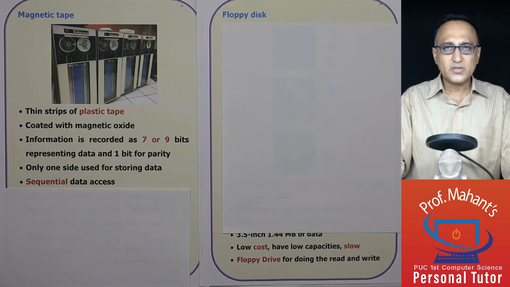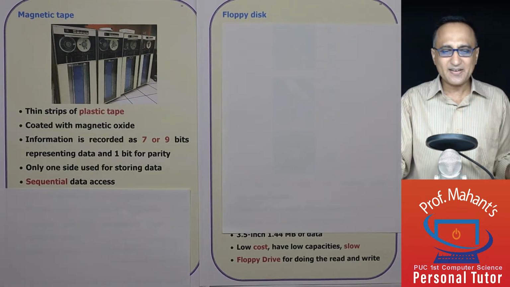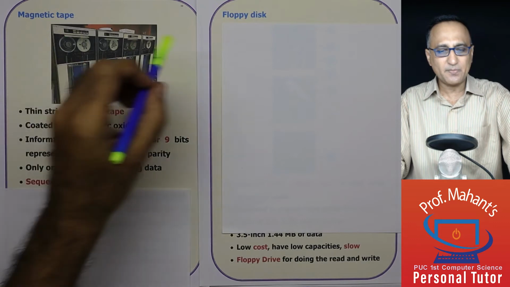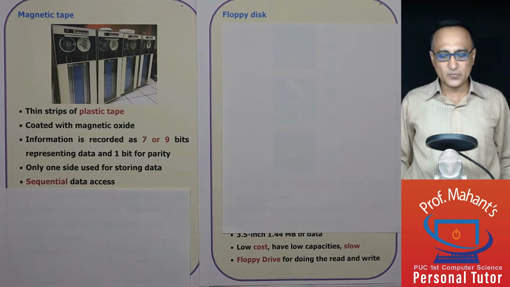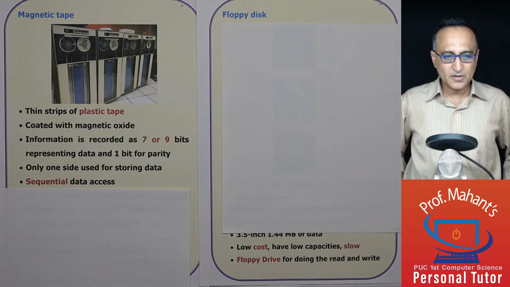We shall now talk about two more secondary storage devices. One is the magnetic tape and the other is the floppy disk in this particular mini session. Magnetic tape is a secondary storage which is basically used for keeping backups of data.